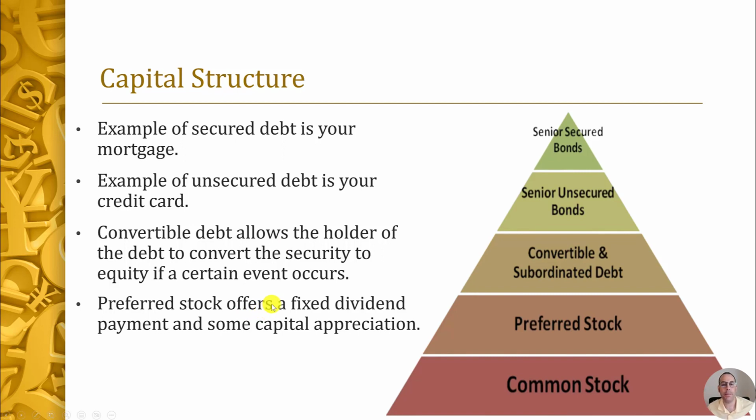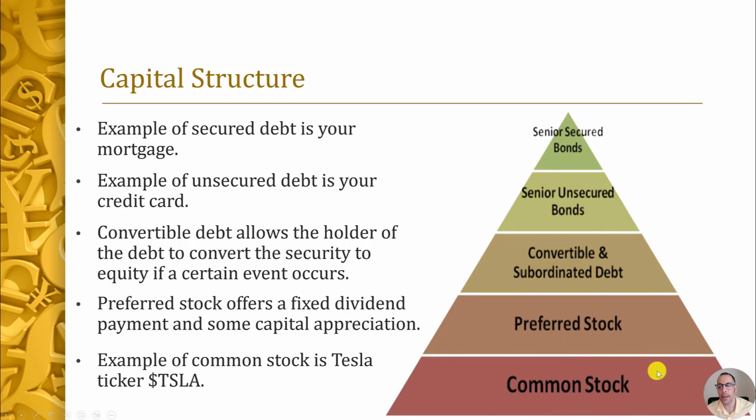That has a fixed dividend payment and some capital appreciation. Then on the bottom is common stock. An example of common stock is Tesla, which you can buy in the open market. So if a company goes bankrupt, they first sell all their assets, they take that cash, pay off their senior secured bonds. If there's money left over, they pay the senior unsecured bonds. And if there's money left over, it keeps going down the capital structure until there's no money left. That's why common stockholders usually lose their entire investment. There's usually not enough money to get to that point.